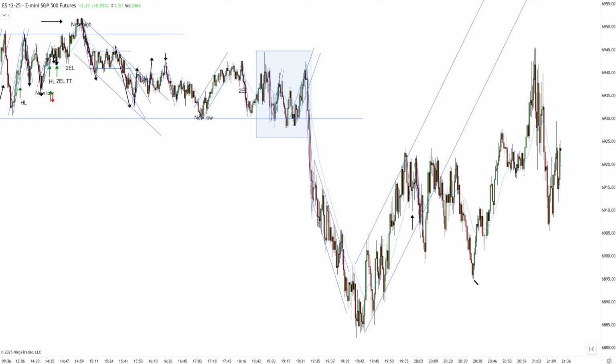We also have one last failed second entry short. New low first entry short, second entry failure, but it's a little bit too late to take the trade.